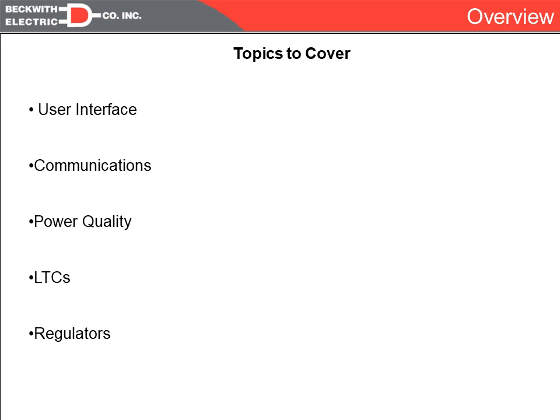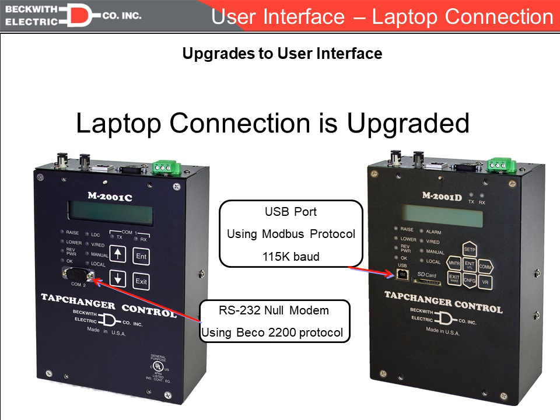With that in mind, we will then start talking about these basic topics. The first being user interface features. Then we'll talk a little bit about new communications features available. Then go to power quality. Then we'll talk specifically about features that are targeted for LTC applications. And we will finish up with features targeted specifically for regulator applications, as the 2001D can be used for both single-phase regulators and for LTCs.